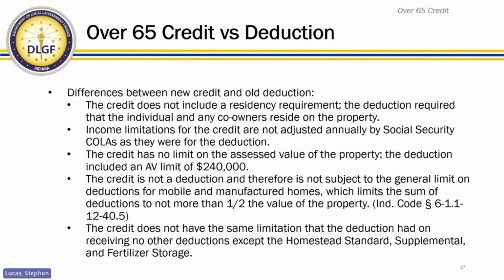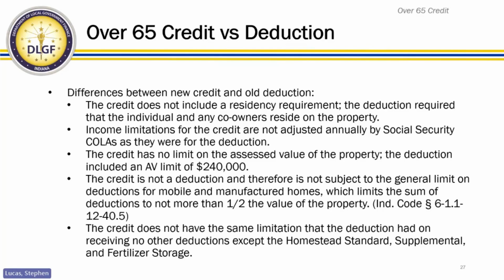Another difference between the credit and the deduction, the credit has no limit on the assessed value of the property, whereas the deduction previously had a limit on the assessed value of $240,000. Again, similar to the blind and disabled credit, it's a credit and not a deduction, and therefore it's not subject to the limit on deductions for mobile and manufactured homes.